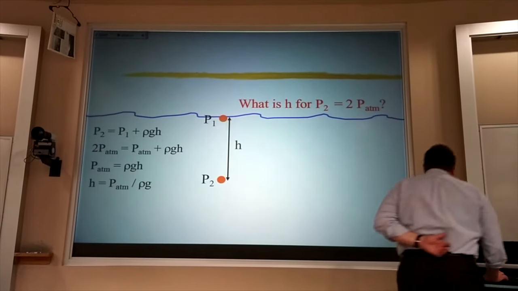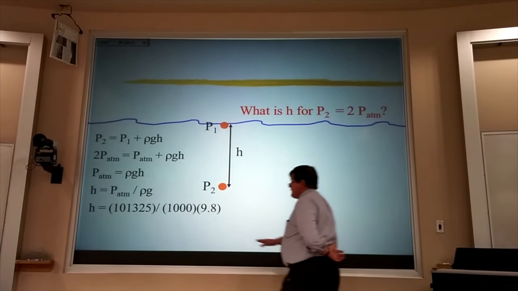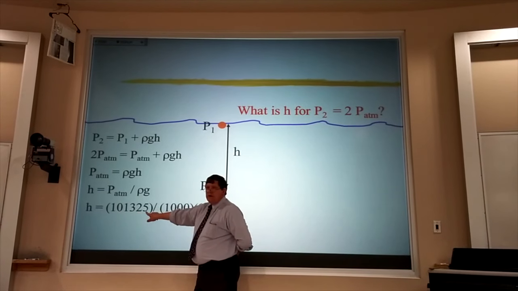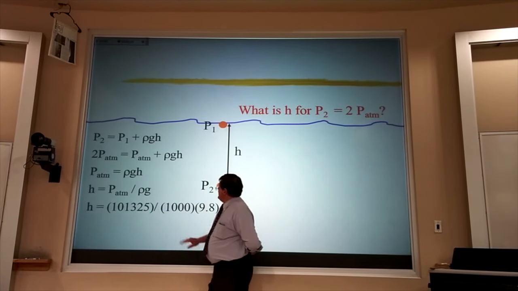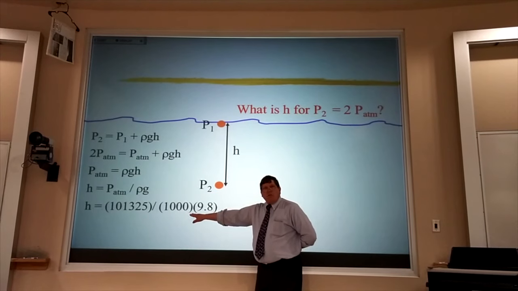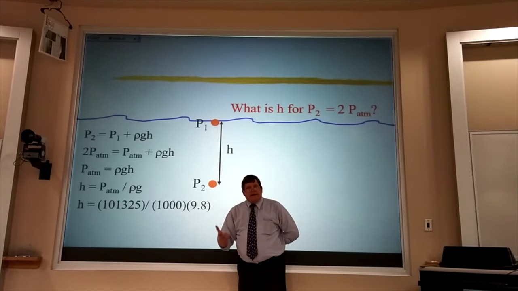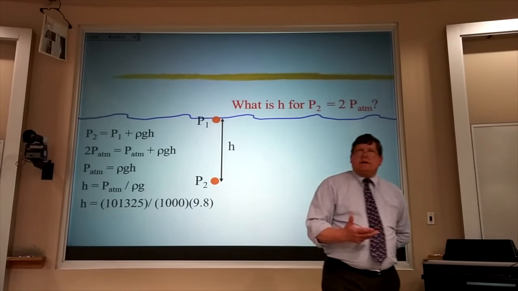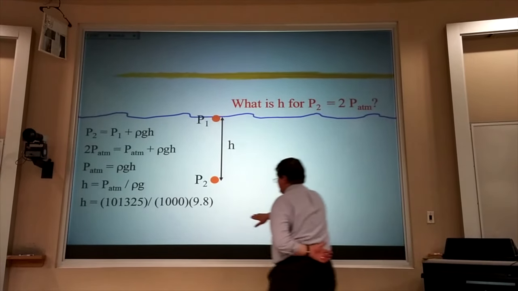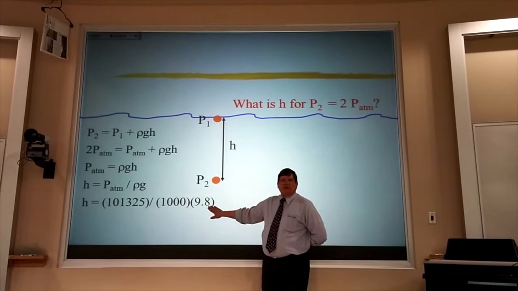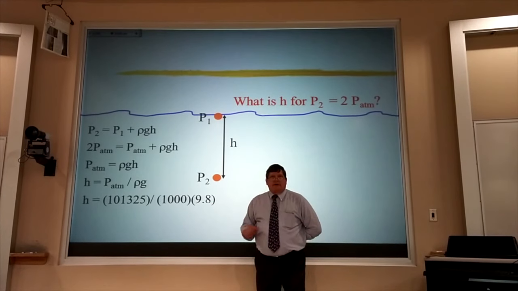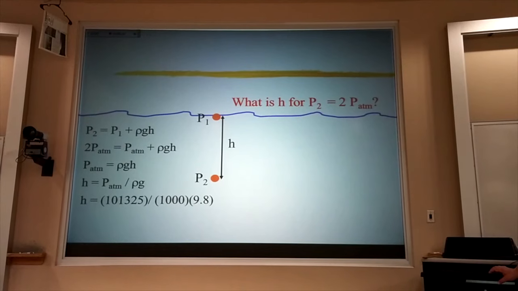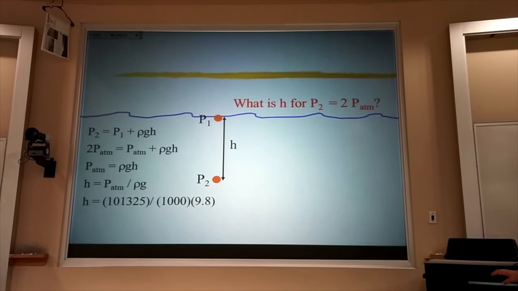Now, the MKS units for one atmosphere is pascals, 101,325 pascals. I have to use the density of water in MKS units, kilograms per meter cubed. And that's because it's got to cancel with the newtons for each kilogram that represents the 9.8. If I do that, I get a number.